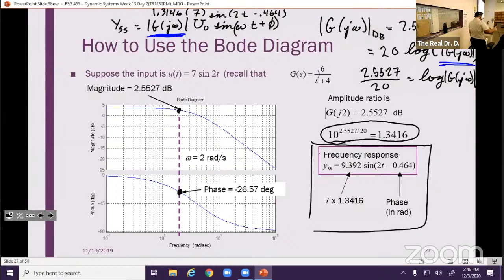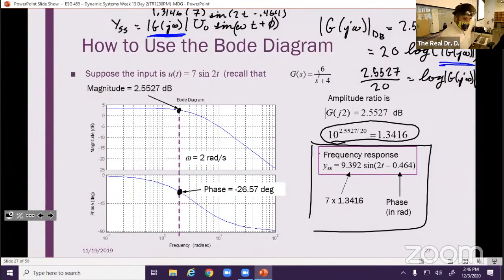So if you're given a Bode diagram and you're told what the input is, you can determine steady state, right? What if you're given a Bode diagram and not told what the input is? Then you can't determine steady state because you don't have enough information. You need to know what the input is. What if you have a range of frequencies for a specific input that you need to operate over? You can test steady state for a range of frequencies, right? You can figure it all out.